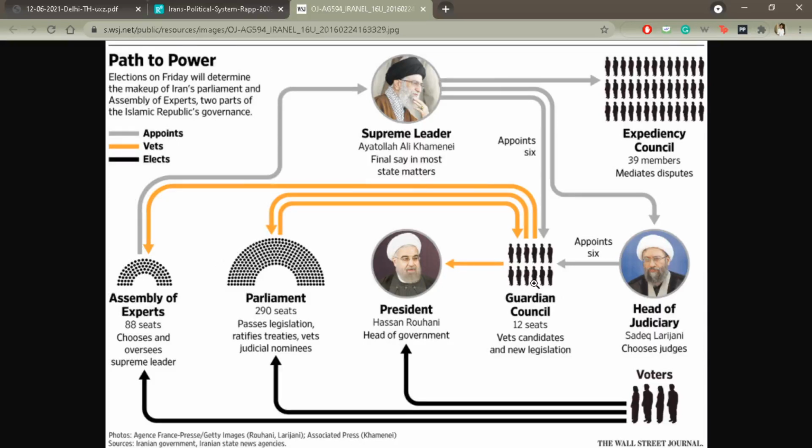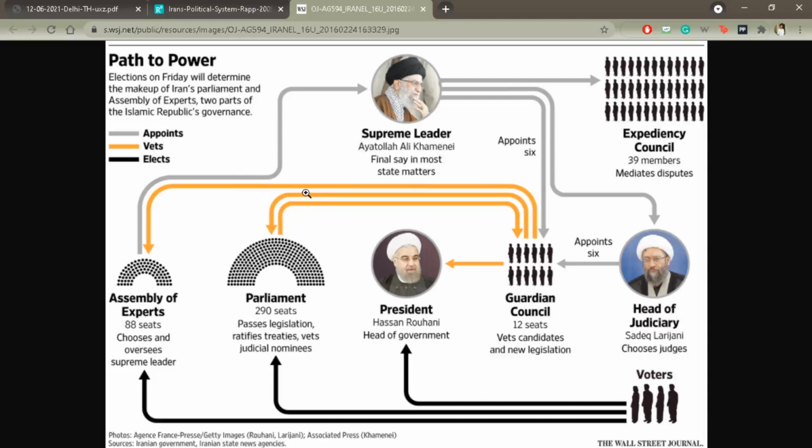Appointments to this Guardian Council are done by the supreme leader. He appoints 6 of them. 6 of them are appointed by the judiciary. The judicial head is appointed by the supreme leader himself. And who appoints the supreme leader? It is the assembly of experts. Now it is very complex, unlike India where people elect everyone and then Rajya Sabha members are indirectly elected by the members who are elected by the people. Here there is no real clarity.